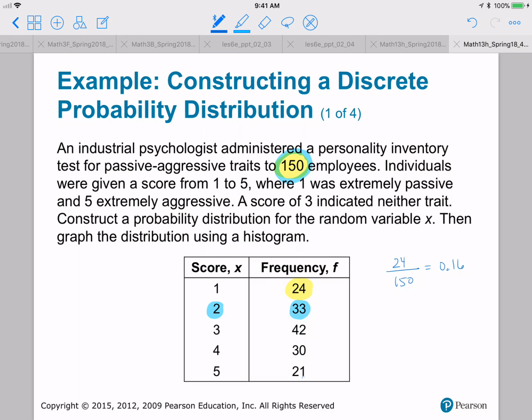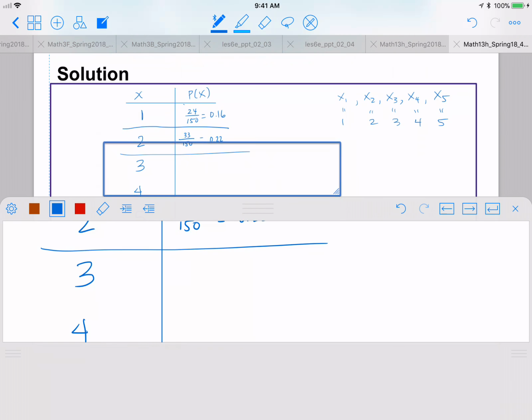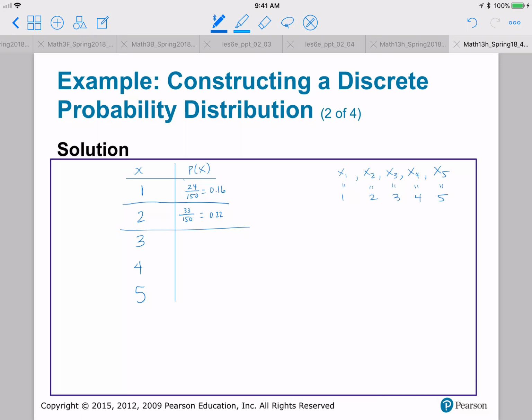Now, what about for three? So 42, 30, 21. I can go ahead and just copy these.